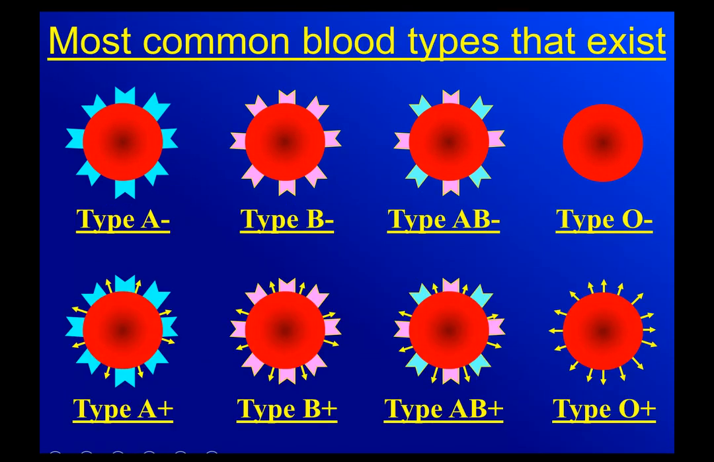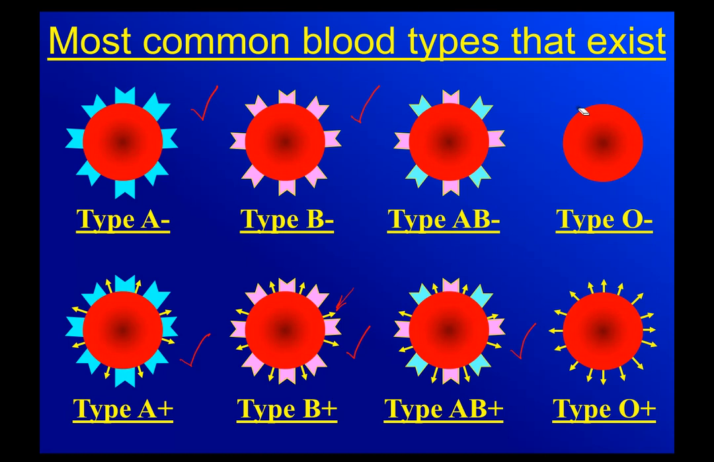So we've got A negative. There's A positive. We've got B negative. There's B positive with the Rh factor. AB negative, AB positive, O negative, O positive.